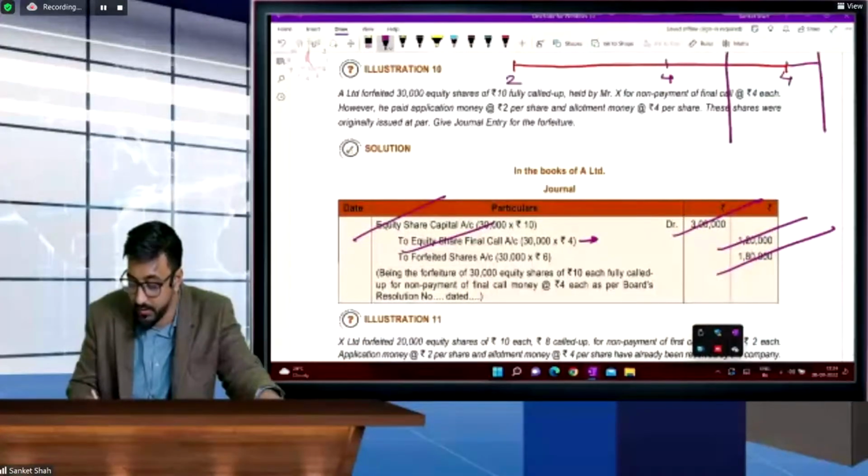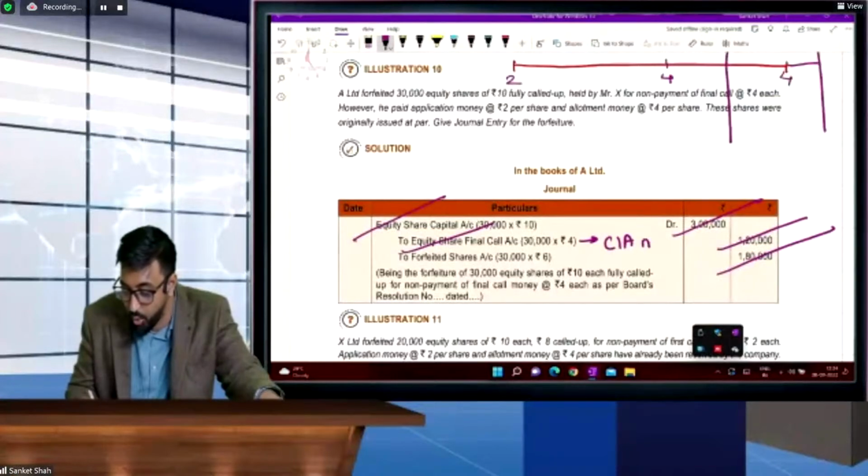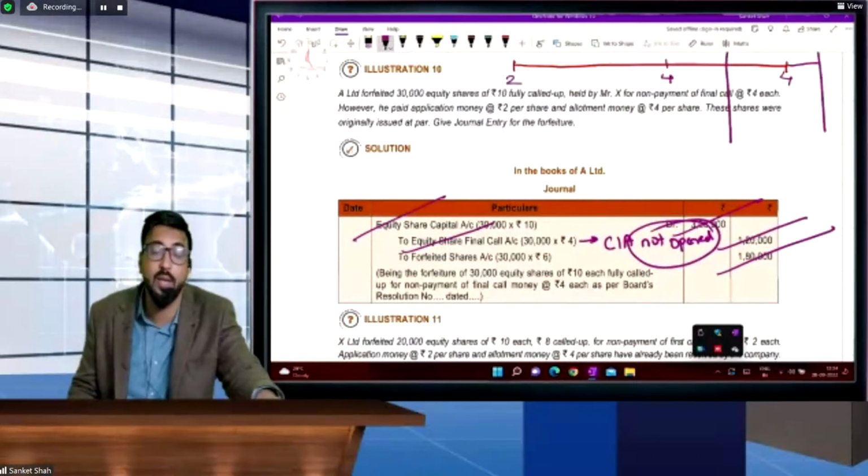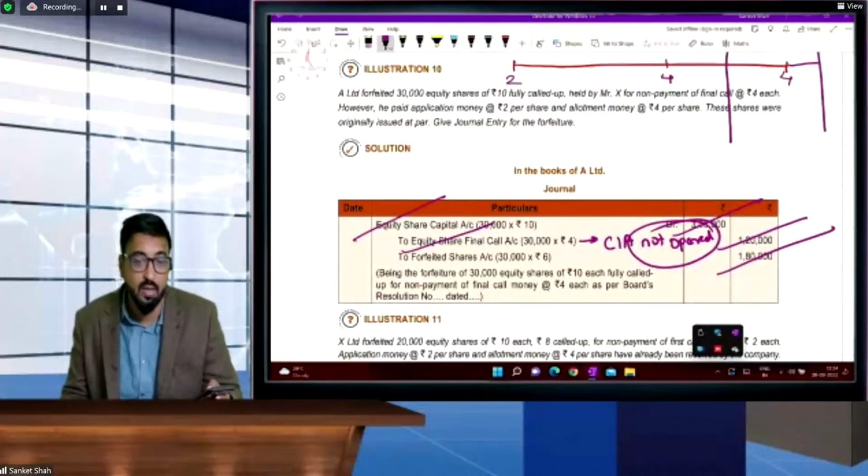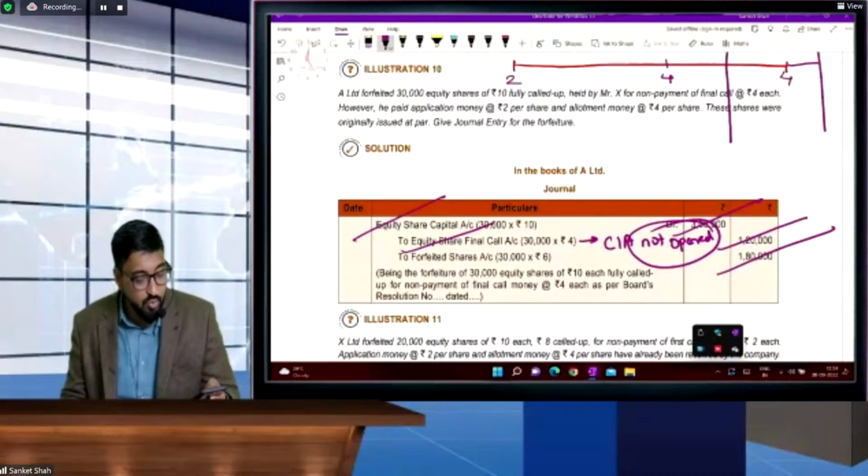So calls in arrears here is not opened by ICAI. Calls in arrears is not open in your study material. You can write calls in arrears also credited. Is it every time 12% for calls in advance and 10% for calls in arrears? Yes beta, Adish Shah, yes. Yes Rachet, if you use my technique it will be very easy. Yes beta.